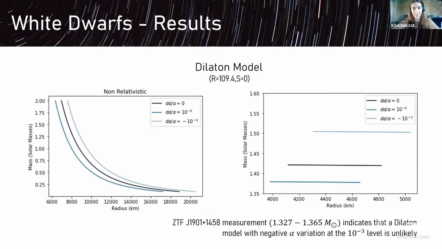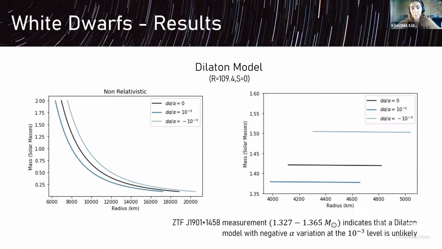And then moving on to the dilaton model, we have the same exact effect, just more exaggerated because we have bigger values here. And still, since we have a positive R, the negative variation is again increasing the mass of the star.